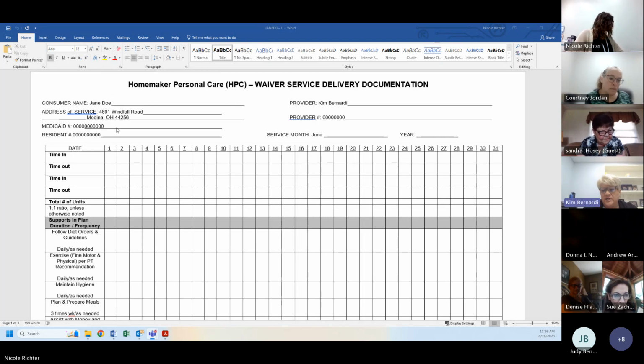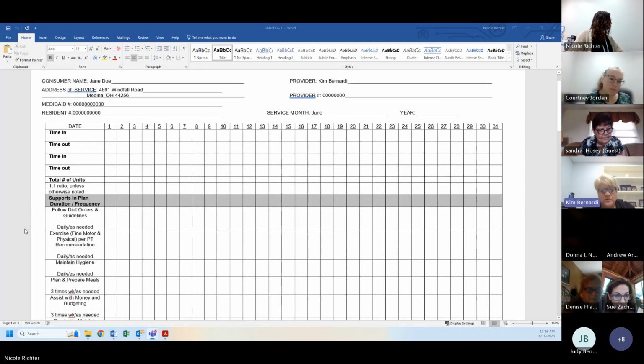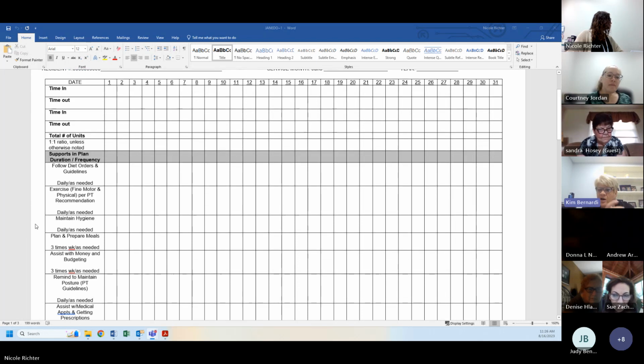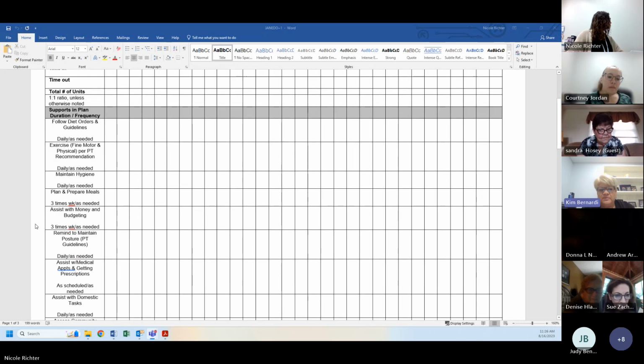Okay. So now we were looking at the ISP. Here's some of the stuff I typed in here. Follow diet orders and guidelines daily as needed. Exercise, fine motor and physical per PT recommendations daily as needed. Now, maybe it's not daily. Maybe the physical therapist wants it twice a week. So you put 2 times a week as needed, is how much time it takes you to do it. But you're doing it at least 2 times a week with this individual. Meet your frequencies.